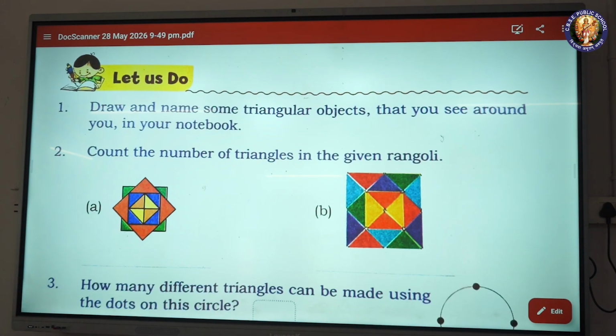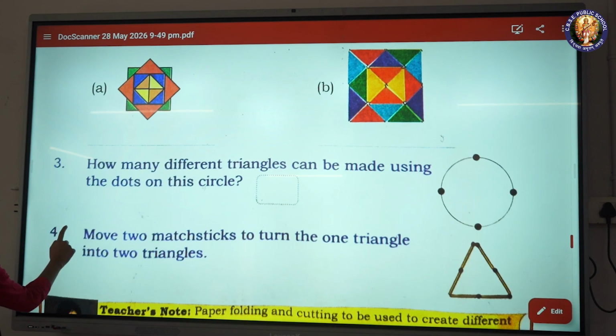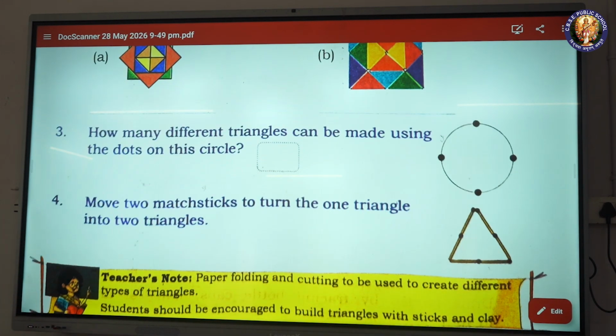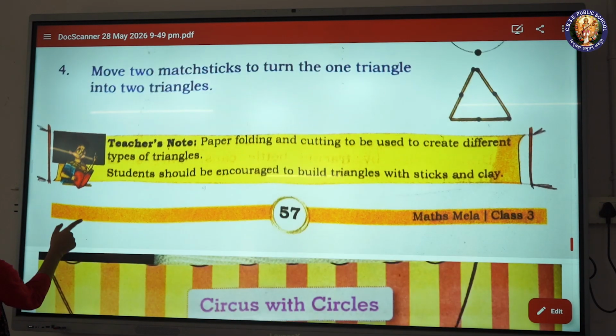1. Draw and name some triangular objects that you see around you in your notebook. 2. Count the number of triangles in the given rangoli. 3. How many different triangles can be made using the dots on this circle? 4. Move 2 matchsticks to turn the one triangle into 2 triangles.